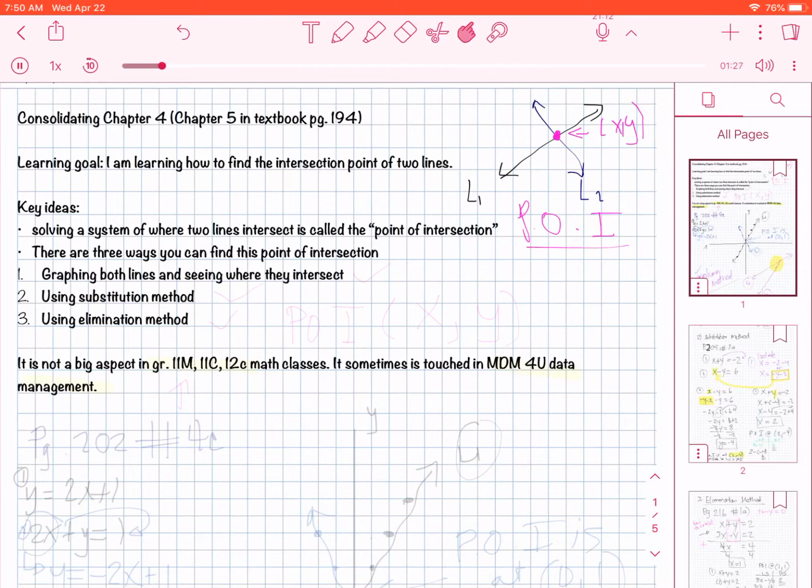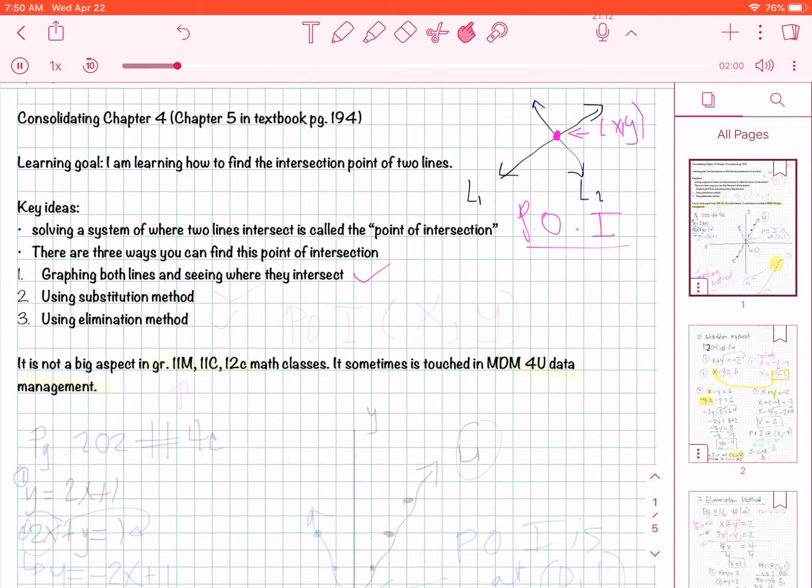There are a couple of ways you can do this, and there are 3 ways, in fact, that Chapter 5 in your textbook focuses on. The first way is to graph both lines and see where they intersect, just doing rise over run. The issue with this method is you have to keep drawing these lines, so that might mean running out of grid space until you actually see where they form the intersection point.